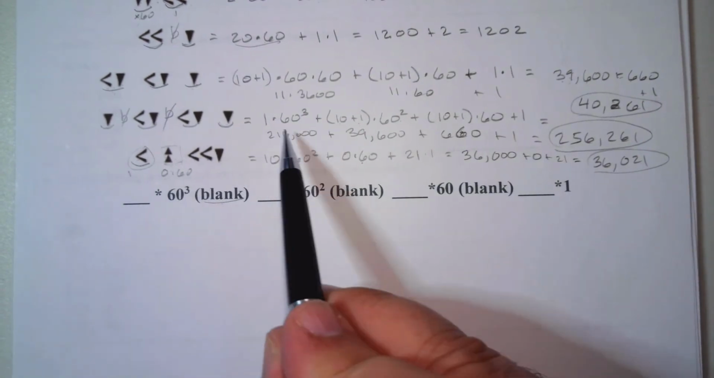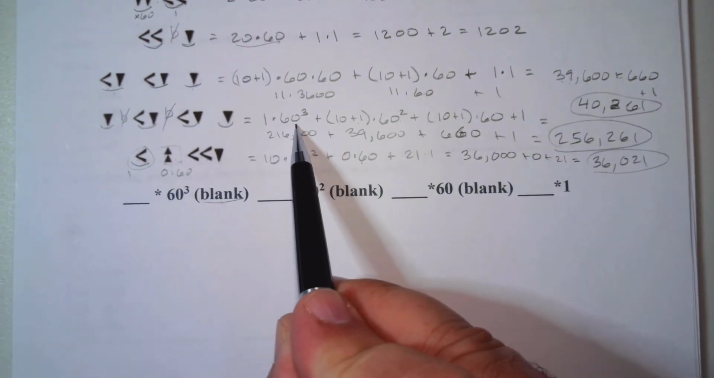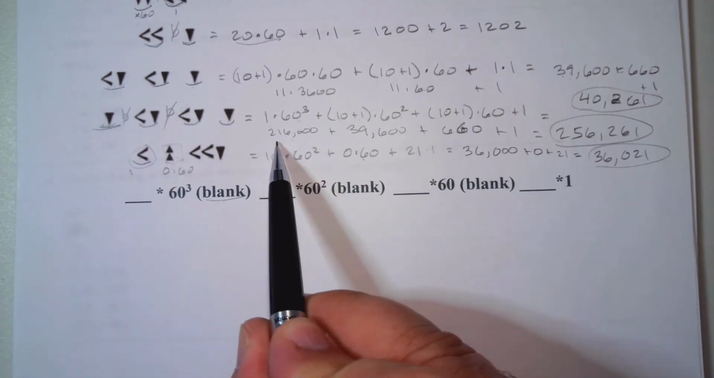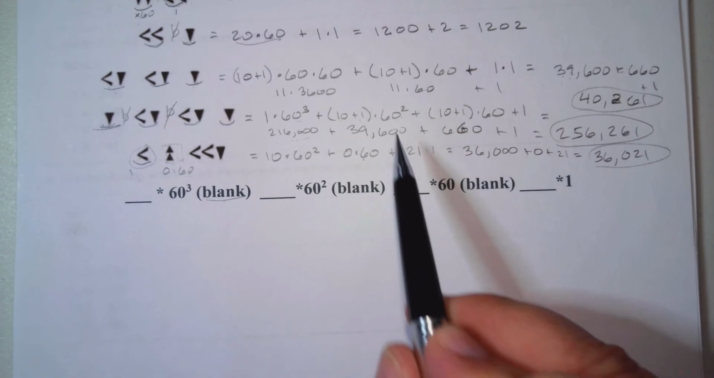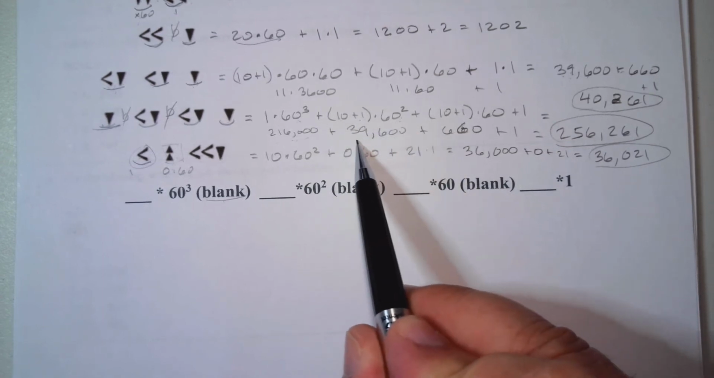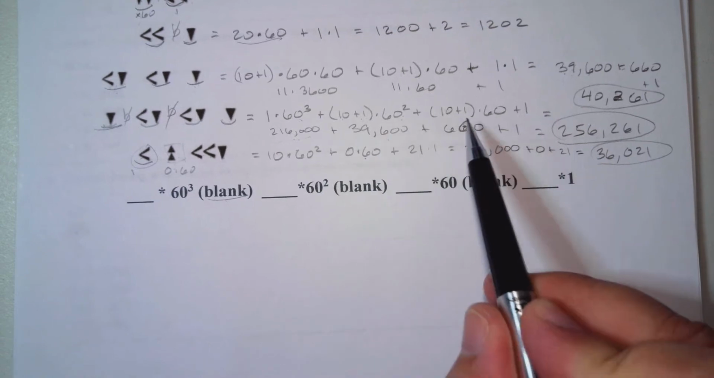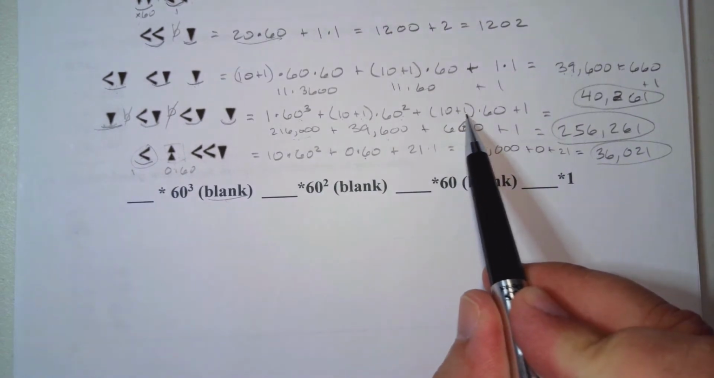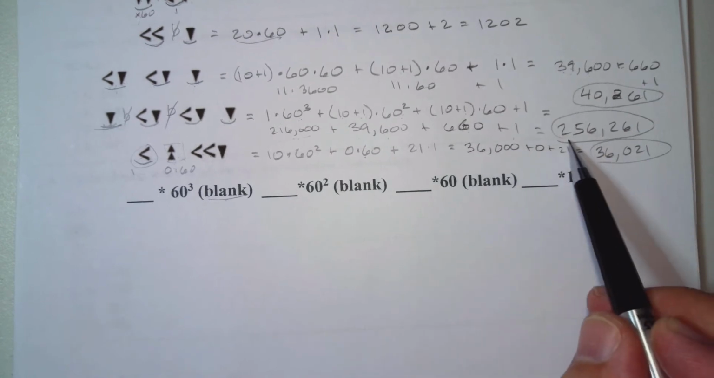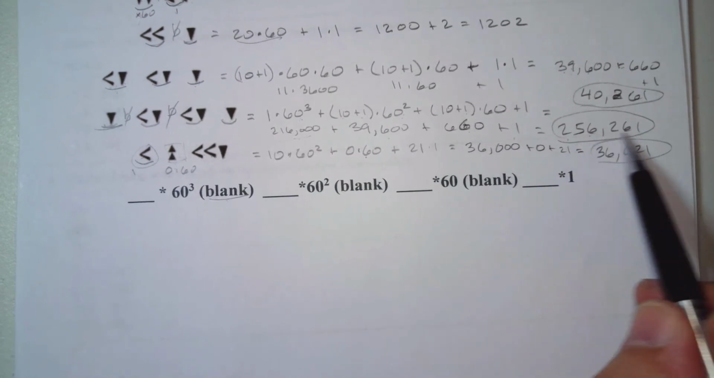So we had 1 times 60 times 60 times 60, which puts us in the third realm, which is 216,000. 10 plus 1 is 11, times 60 times 60, which is 39,600. 10 plus 1 is 11, times 60 is 660, plus 1. Add those together, you get 256,261.